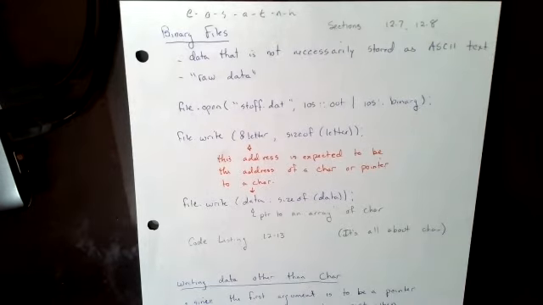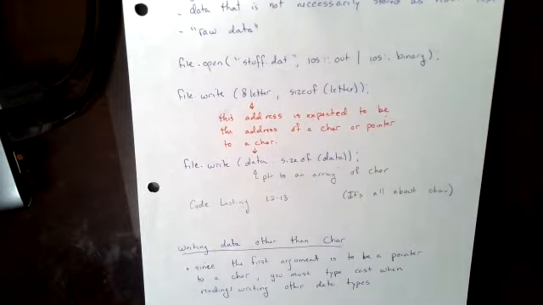Here's an example, file write data. Data just happens to be a pointer to an array of characters, and I want to write the entire array of characters. So I say sizeof that address where all of the data stored in the array is. Again, it's all about everything being characters.